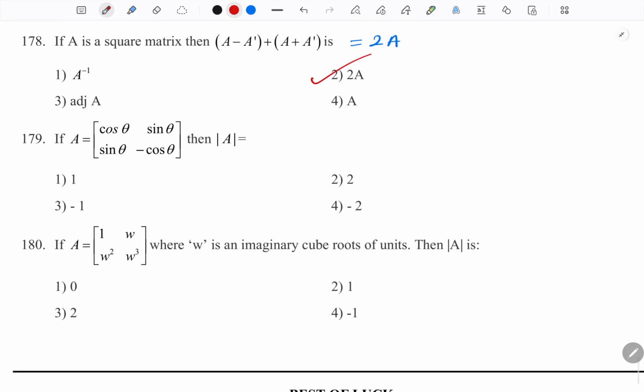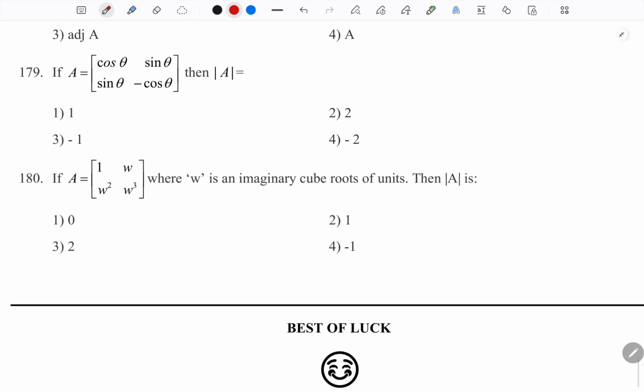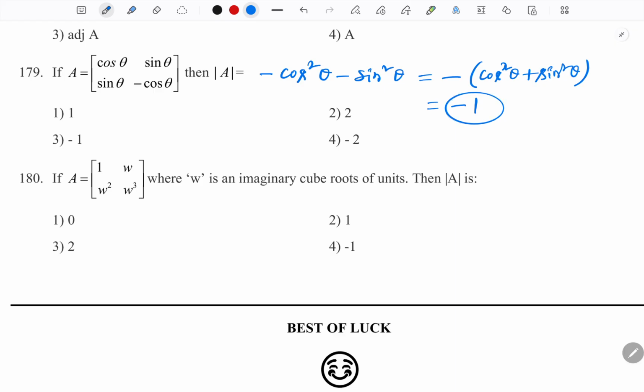Next question. The determinant of A equals, how do we write the determinant? You know, product of these two minus product of these two. Start: cos into minus cos square theta, minus, sin into sin square theta. What is your observation? Minus is common. Then if I take it out, cos square theta plus sin square theta, what is the identity? Sin square theta plus cos square theta is 1, so minus 1 is my answer. So which one is correct? Answer 3.